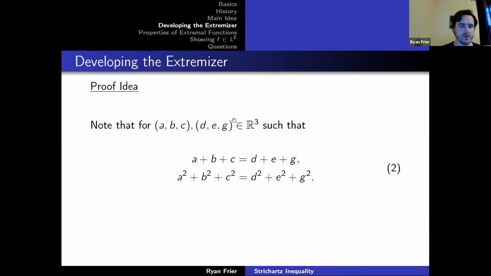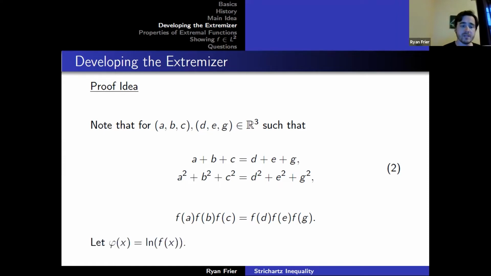For points in R3, if a plus b plus c is equal to d plus e plus g, and the sum of the squares is equal to the sum of the squares, then we get that f of a, f of b, f of c is equal to f of d, f of e, f of g. Something to mention here, using this equality, Damiano Foschi showed that extremizers, or anything that actually satisfies this equation, if it's zero anywhere, then it's zero everywhere.